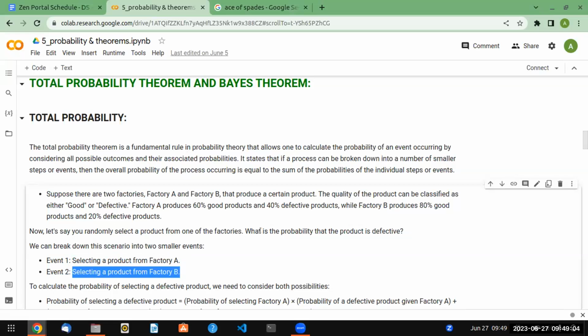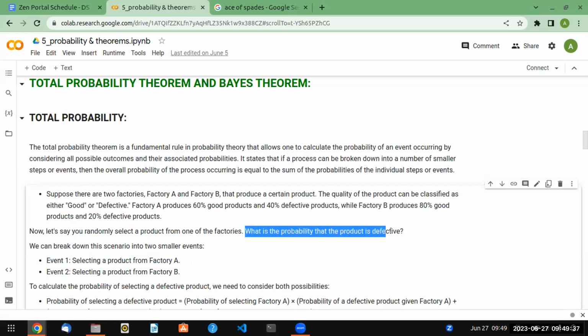My final question is: what is the probability that the product is defective if I choose randomly from both the factories? According to the total probability theorem, I am breaking the whole step into two smaller steps. The first event is selecting from factory A. The second event is choosing from factory B. I broke it down into smaller steps to calculate this question.